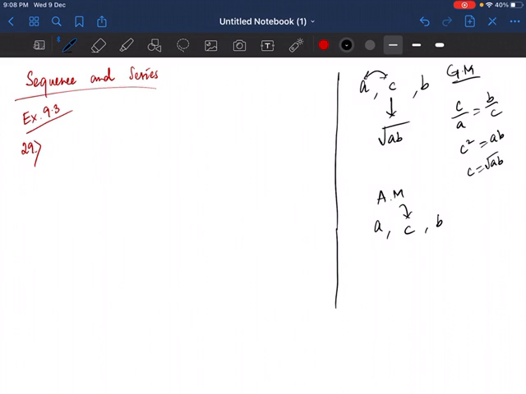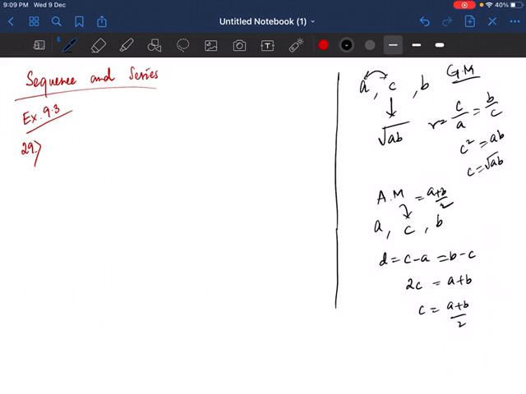Here we know the common difference is the difference between two consecutive numbers. So common difference is C minus A. Here the common ratio was C by A, so the common difference is C minus A, and that is equal to B minus C also. Now take this C that side. So it becomes C plus C, that is 2C, and A this side. So you get A plus B. So C becomes A plus B by 2. So arithmetic mean is nothing but A plus B by 2.